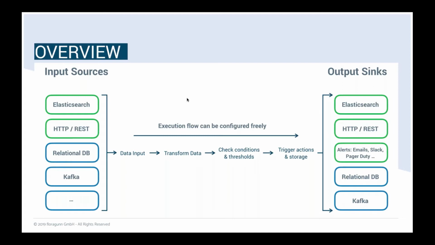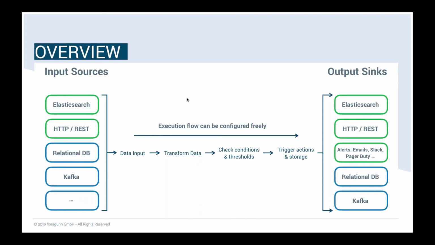So, like I said, on the left-hand side, you have different input sources, which you can use to pull in data to Signals. The most obvious one, of course, is Elasticsearch. So you can run aggregations and queries to pull in data. We also support HTTP endpoints, which you can use to query any API, for example. And in future, we will also add other data sources like relational databases, Kafka, Redis, or the like.